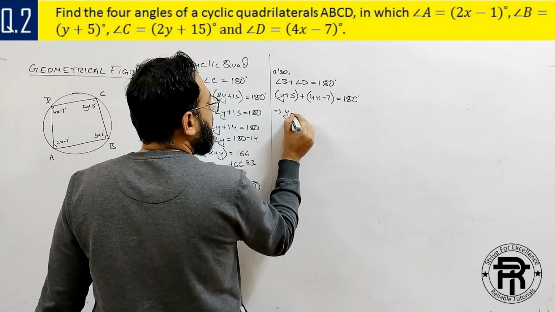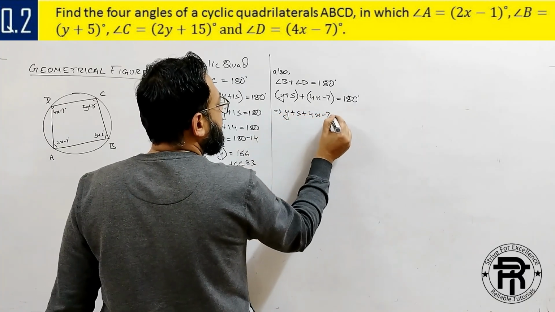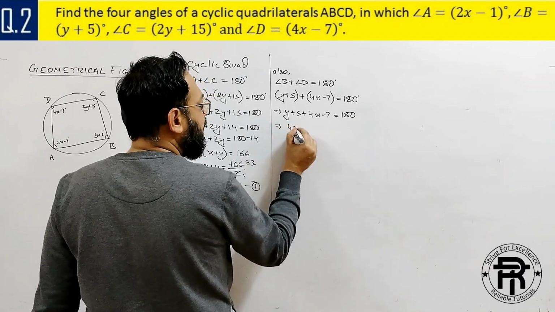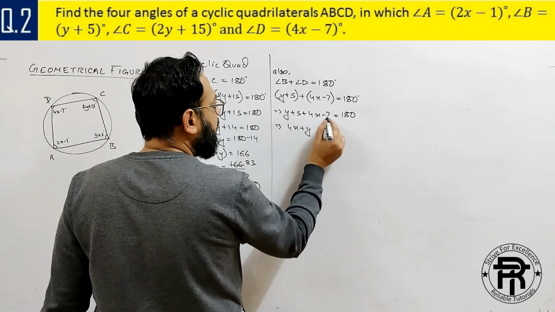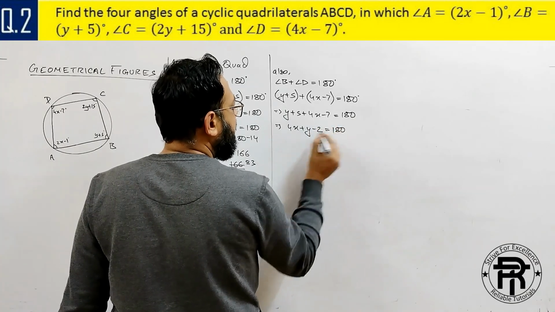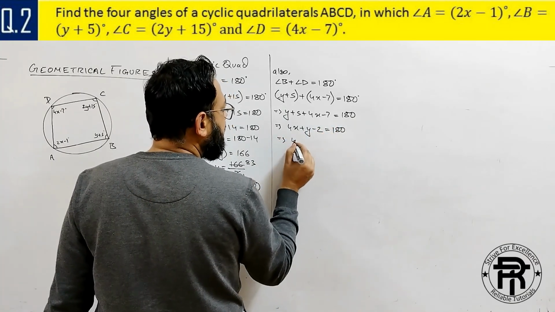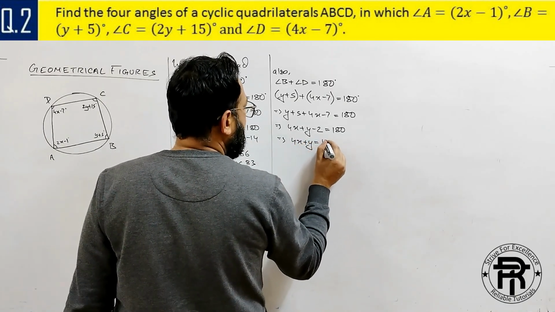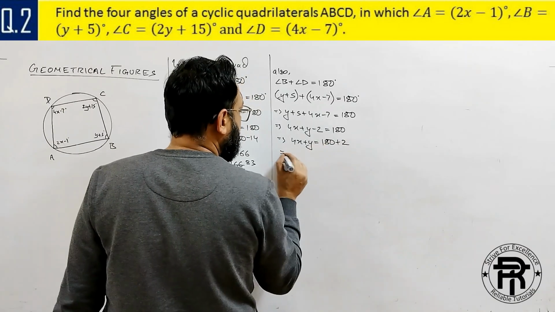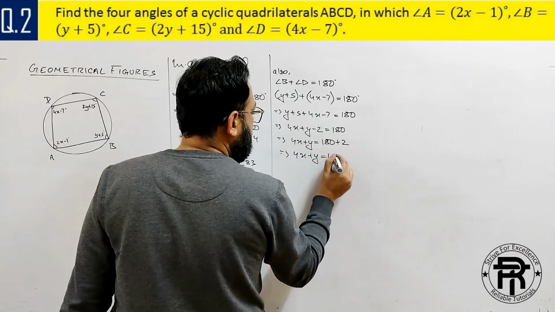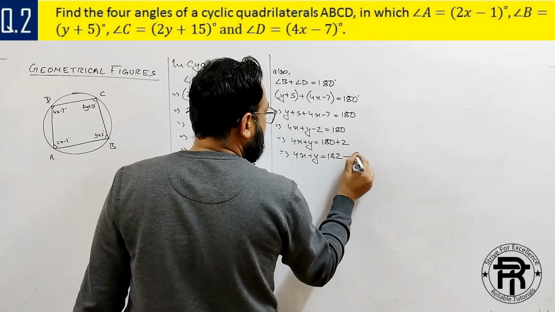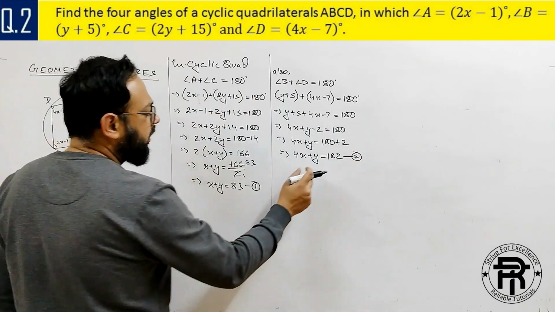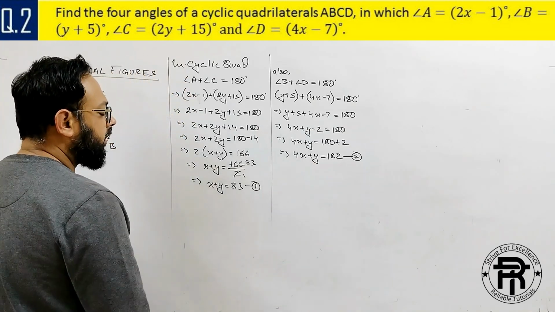Writing 4x first will not make any difference. 4x plus y plus 5 minus 7, which is minus 2, is equal to 180. Transposing minus 2 to that side, 4x plus y is equal to 180 plus 2, that is 182. That is your second equation. In the first equation, we have x plus y is equal to 83. In the second equation, 4x plus y is equal to 182.